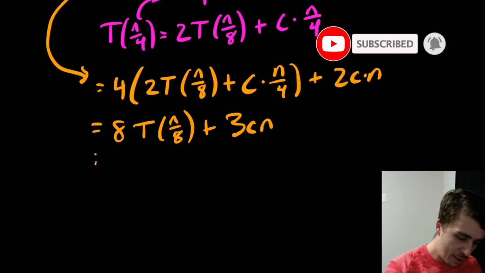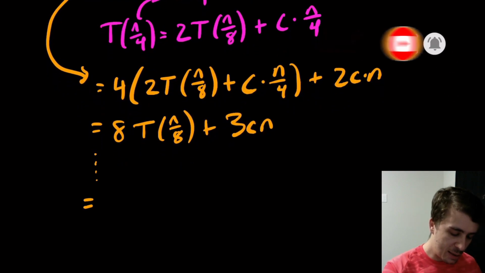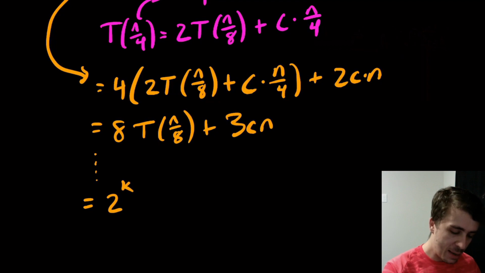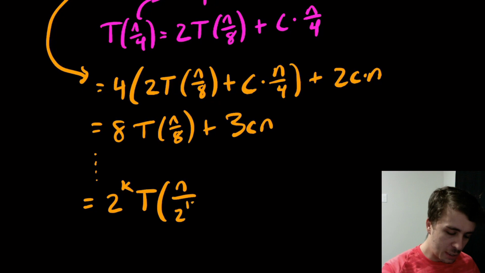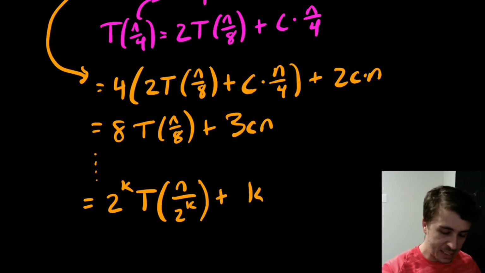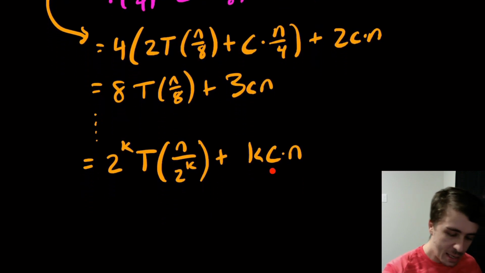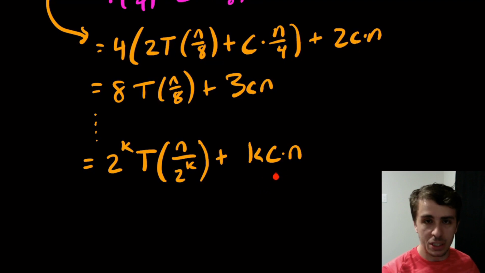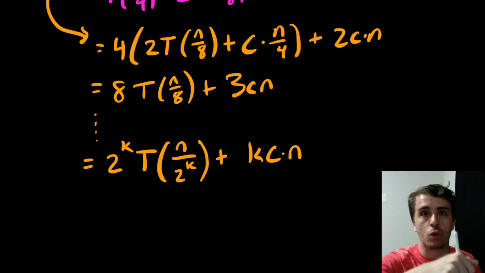So we can eventually say here that this is going to be 2 to the k times t of n over 2 to the k plus k, because that's just a number, c times n. So c and k are just different numbers. C is just some number for the algorithm. K is how many levels deep we had to drill down in the recursive cases.